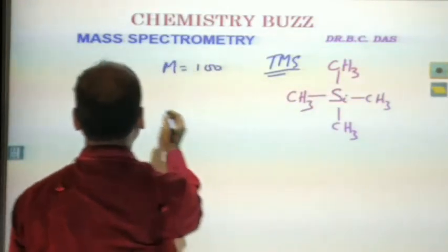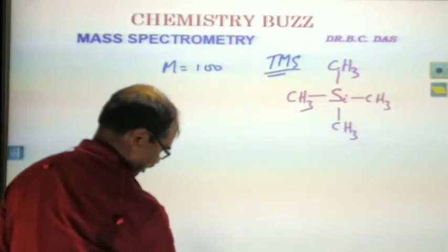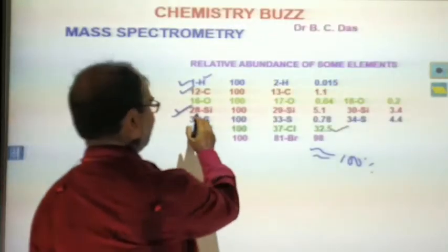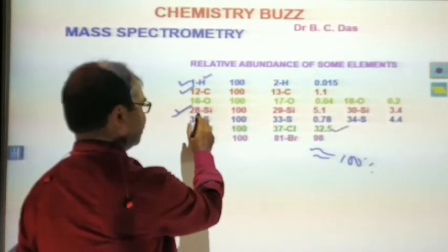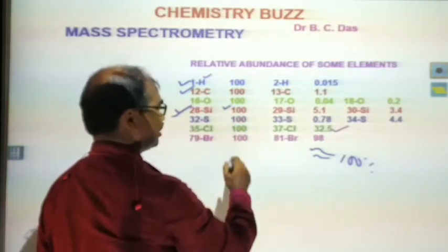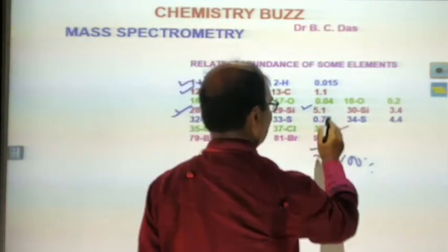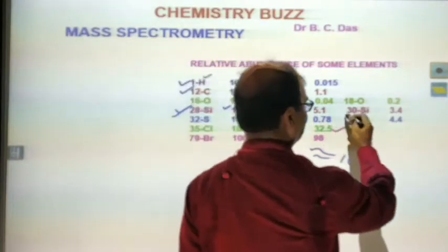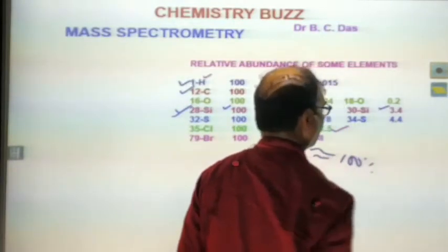So far as silicon is concerned, silicon has three isotopes. Silicon 28 is 100%, silicon 29 is 5.1%, and silicon 30 is 3.4%.